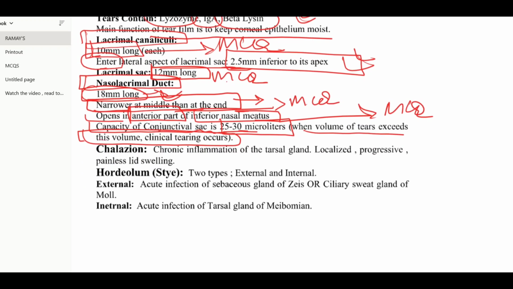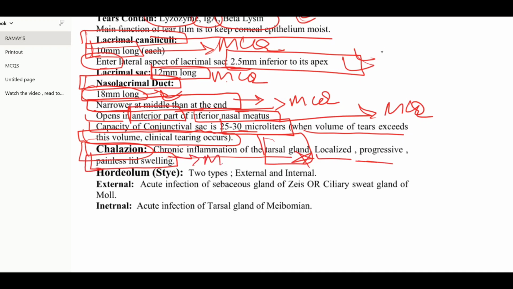Next is the chalazion. What is chalazion? This is a chronic inflammation of the meibomian gland. Which gland? Meibomian gland, very important. This is localized, progressive, painless lid swelling. This is a painless lid swelling.